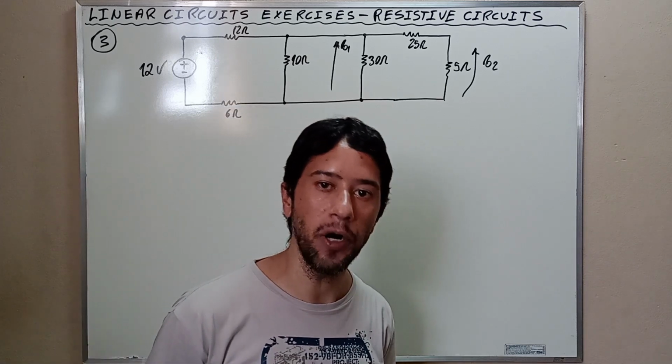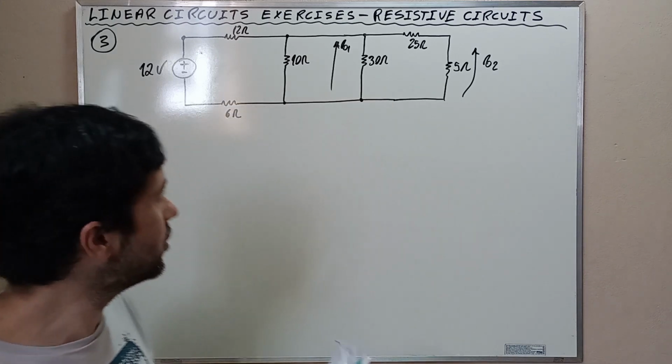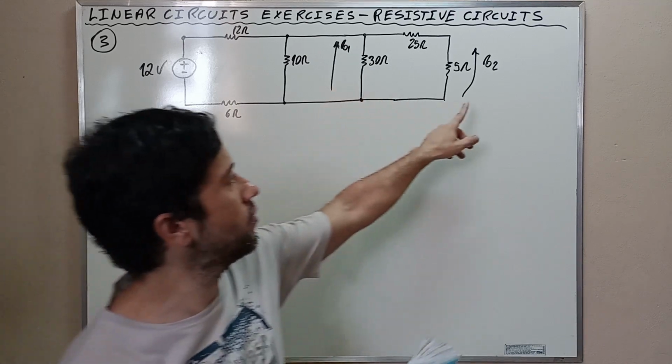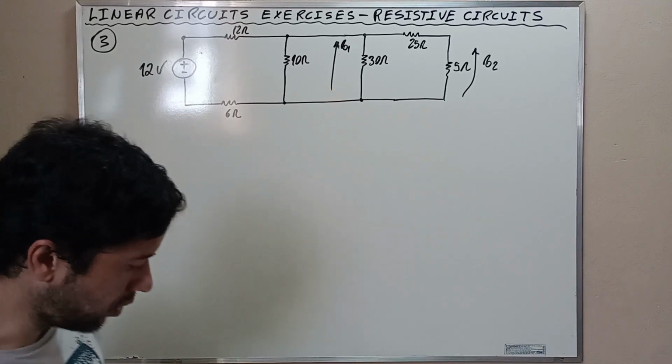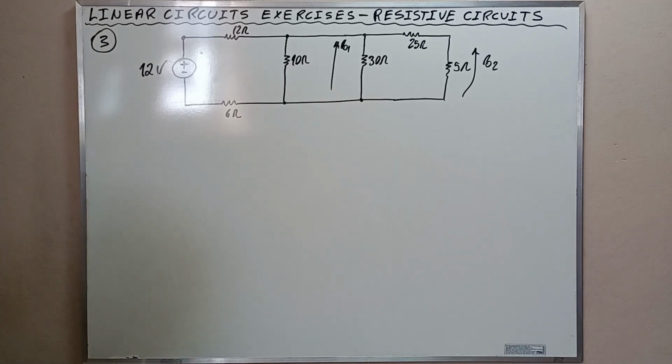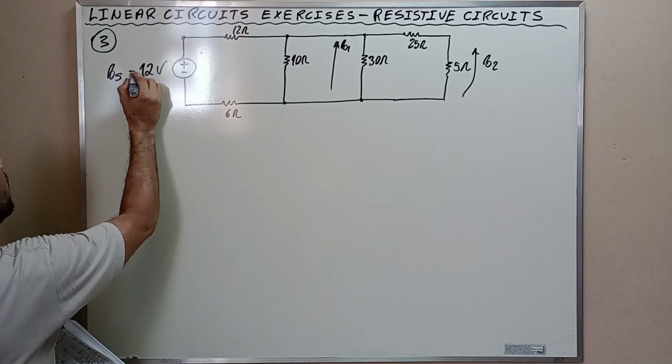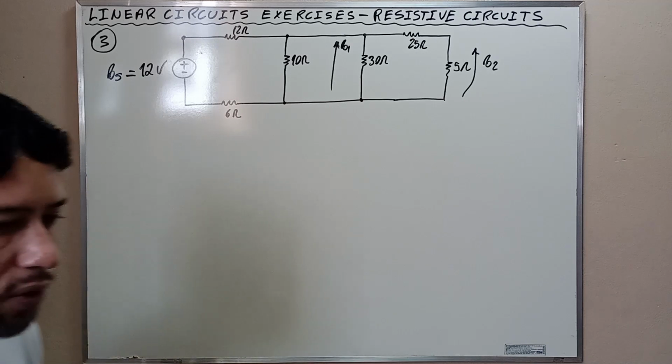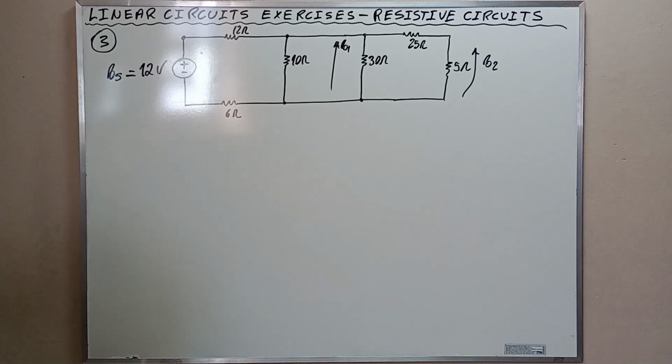Exercise number 3 now. Find the voltages V1 and V2 for the circuit on the board. Alright, my friends, this is exercise number 3. Let's go to the solution. And how are we going to calculate this? The strategy that we will use is to combine resistances in series and parallel until the circuit becomes an equivalent resistance across the voltage source.